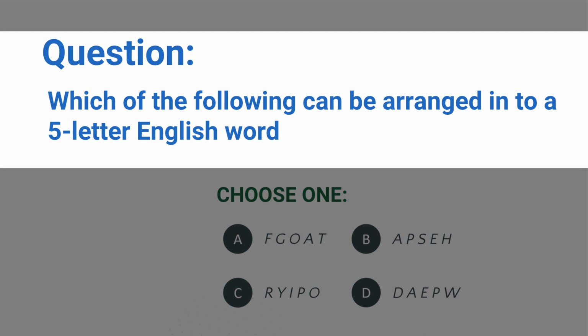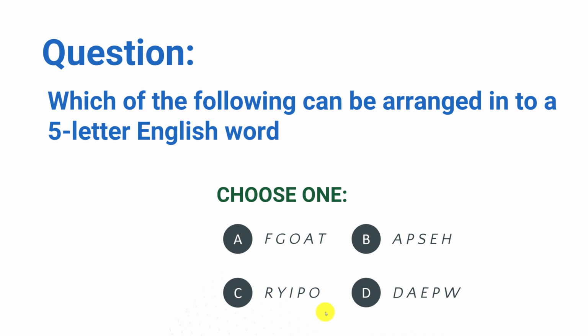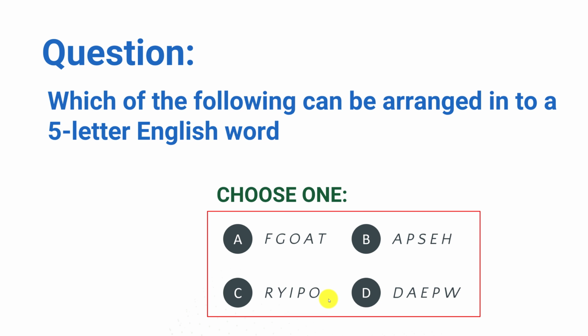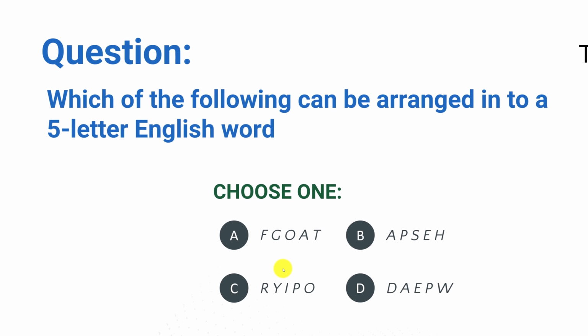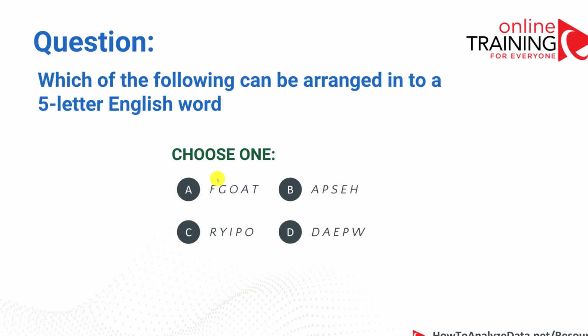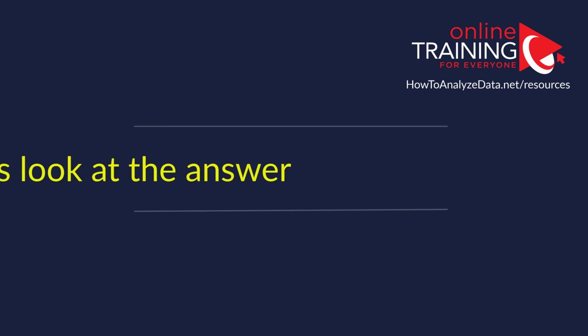So the question: which of the following can be arranged to a 5-letter English word? And there are 4 choices with 5 letters each, and you would need to look at each choice and take a guess which one would lead to a specific English word. And obviously nobody gives you the English word, so you would have to take a guess on the word and combine these letters so they will be represented by the specific English word. So which one do you think is the right choice?